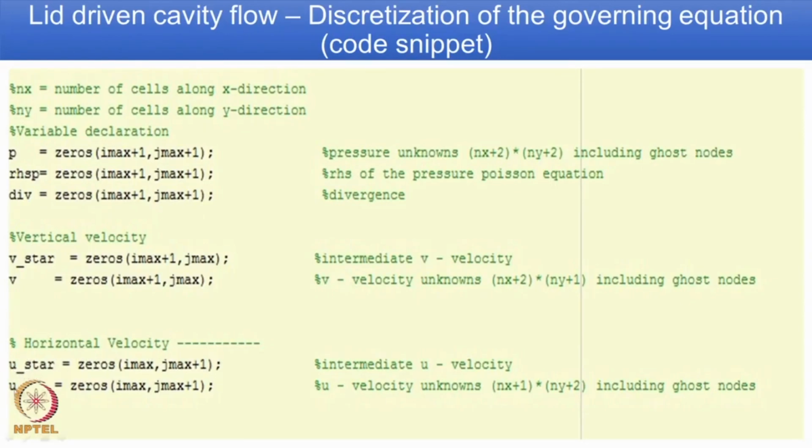So, u star and u are also defined with array sizes I max and J max plus 1. So, you can observe here for V star it is I max plus 1 and J max, for u star it is I max and J max plus 1. This is for the intermediate velocity and u velocity, and when you solve the u velocity, then we have a ghost node defined in the other direction. So, it becomes Nx plus 1 star Ny plus 2, which is the minimum required array size.